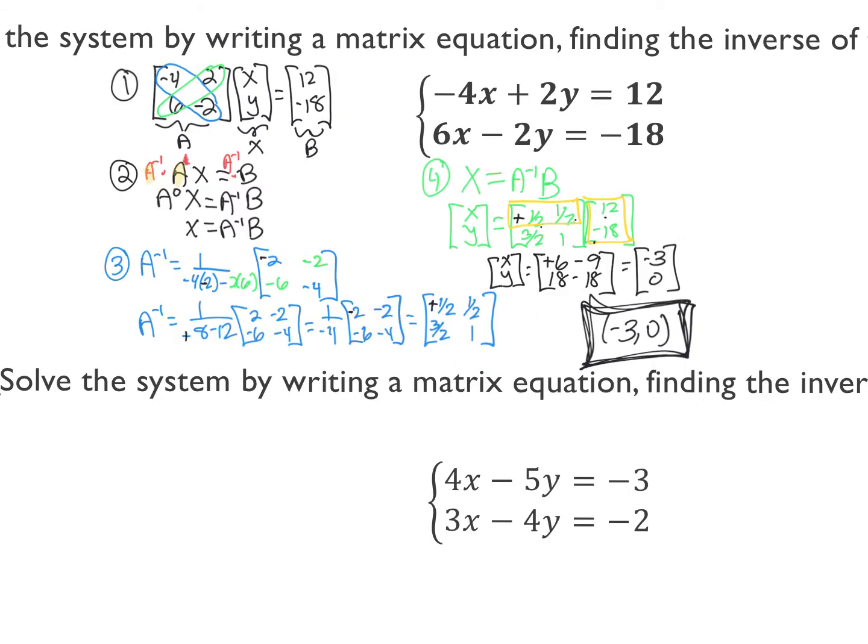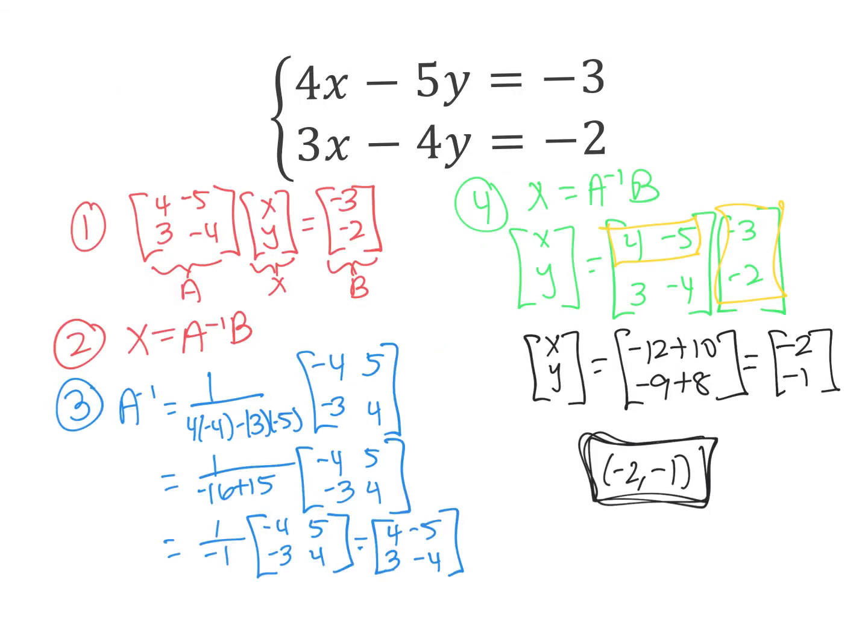I would like you to take a couple minutes and try this example you try. Hopefully you found for this solution for this system using this method to be x is -2, y is -1.